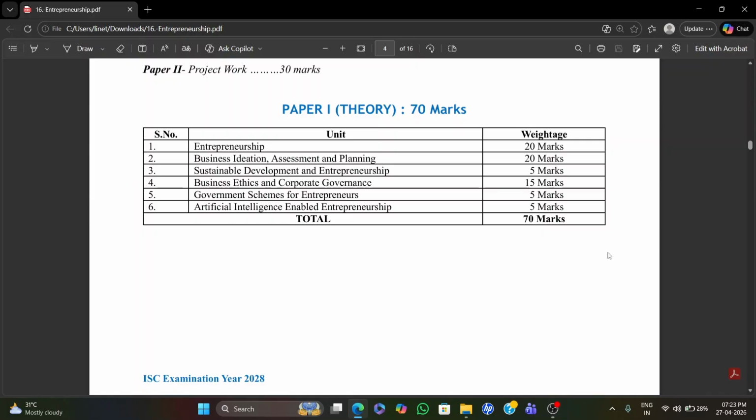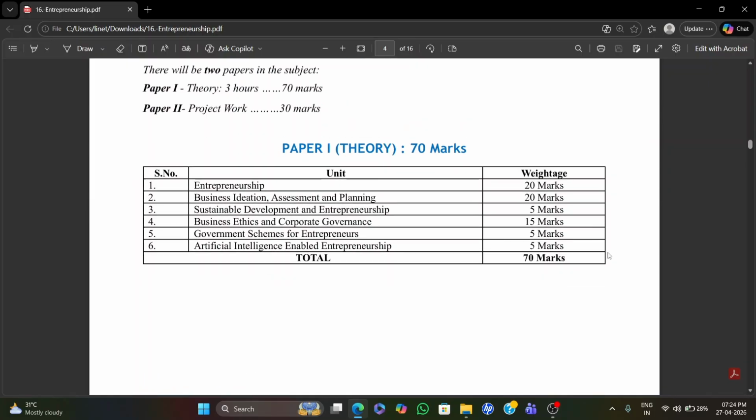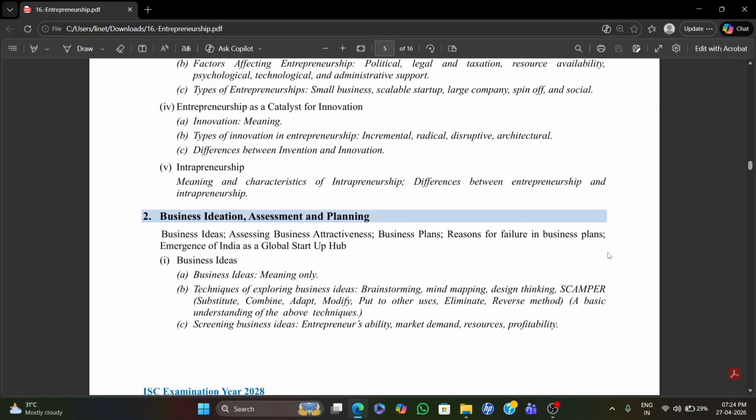So, in the plus one or grade 11, you need to mainly focus on 3 chapters. That is, the first chapter, the introduction chapter about entrepreneurship, the second chapter, and the fourth chapter, business ethics and corporate governance. Actually, entrepreneurship is a topic that comes under business studies. They have enlarged this topic and made it a paper. Actually, this is a small paper that comes under business studies.